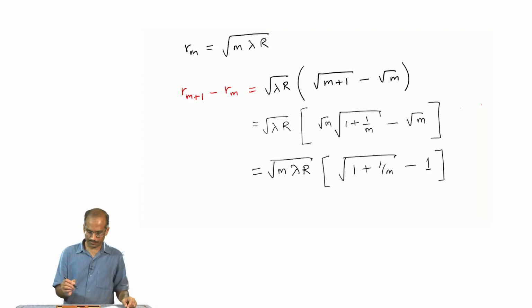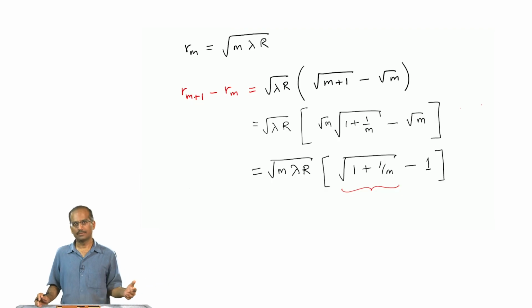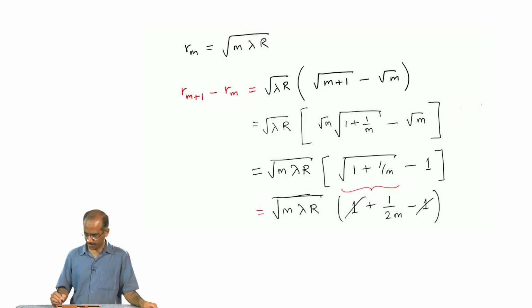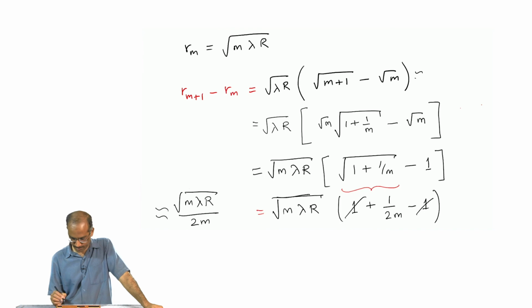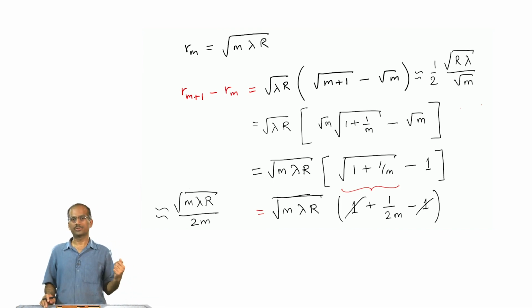For this part here, if m is very large, m is a large order, in that case 1 by m will be very small. I can apply the usual binomial approximation. So, this would be approximately equal to, and the final result would approximately turn out to be this. So, the fringe width is going to decrease as square root of m.